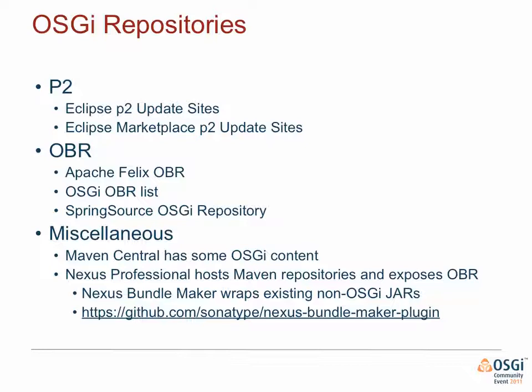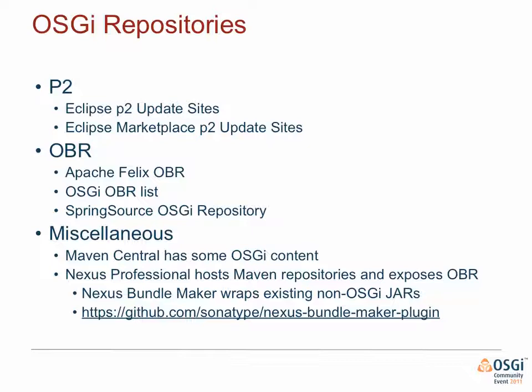For OBR, Apache Felix has supported OBR for a long time. There's a list of files of the OSGi representation, and there's a SpringSource OSGi repository as well. And it's worth mentioning, though, that Maven Central has got some OSGi content as well. If you have an OSGi bundle, you can drop that into Maven Central, and it will still be resolvable via the artifact name itself. Nexus Professional has got the ability to expose OBR content. So if you put in an OSGi enabled bundle, then you'll get an OBR file that comes out of it.